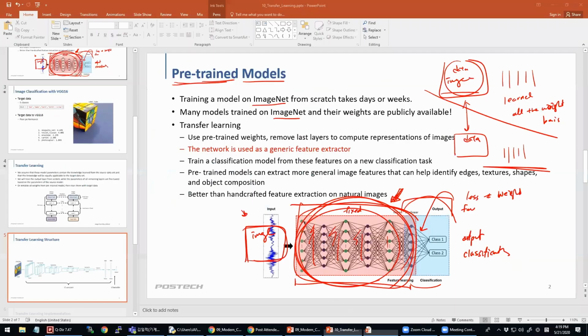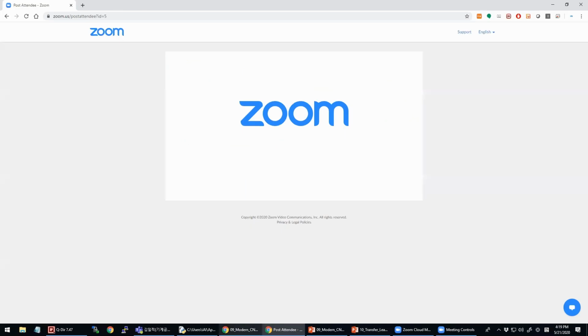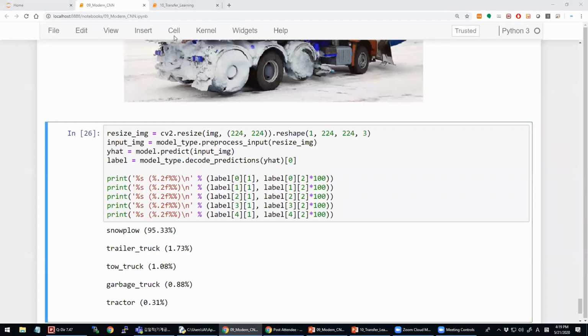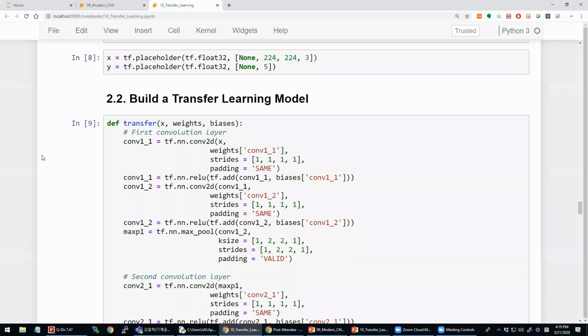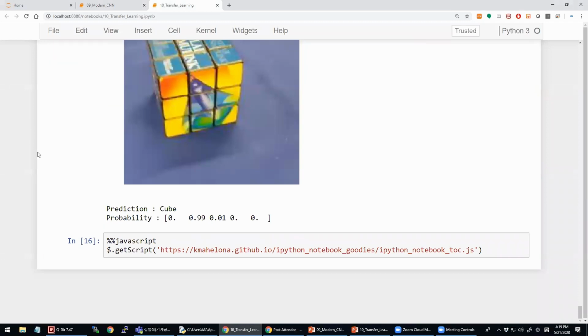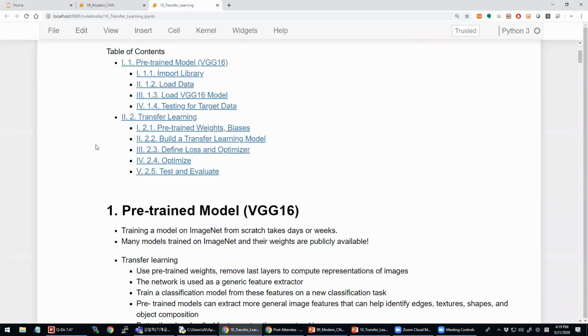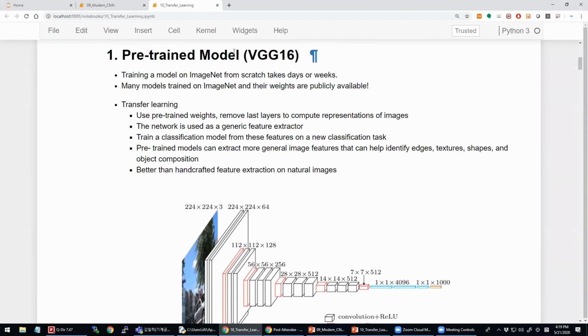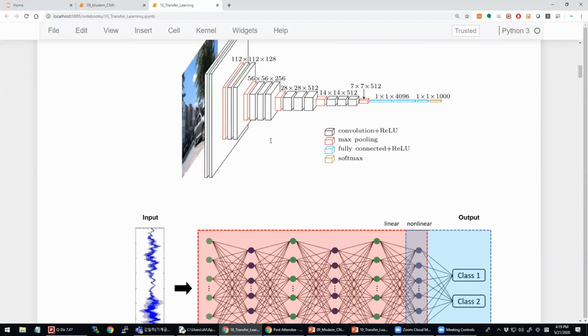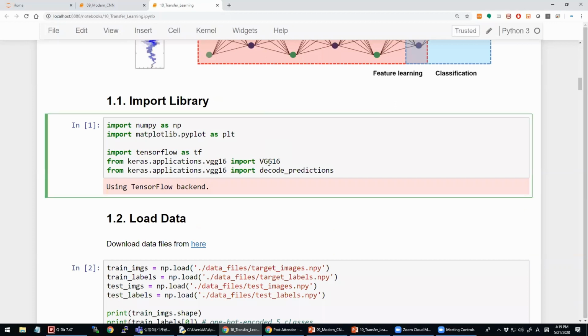Let me move to this one. Again, I mentioned the pre-trained models, and in this case, I'm using VGG16. You don't have to use this one. You don't have to stick to this one. You can try another one as well.